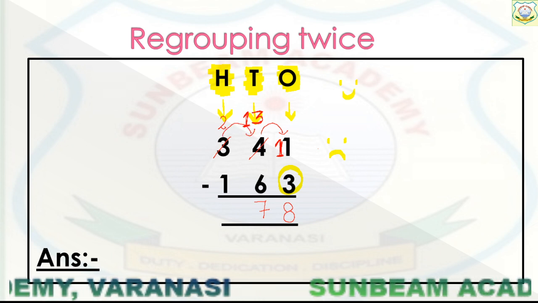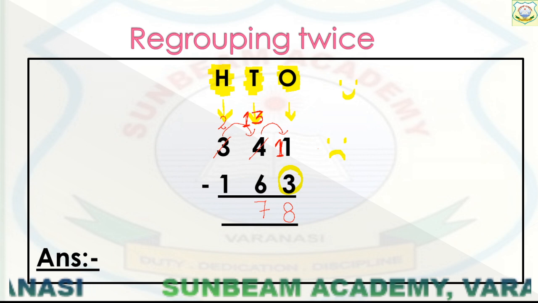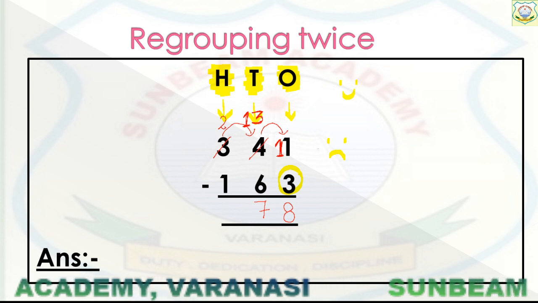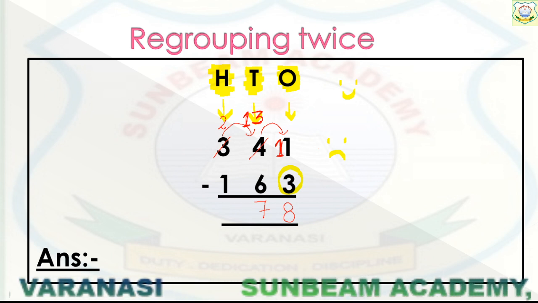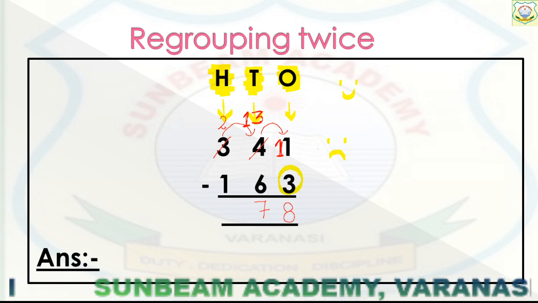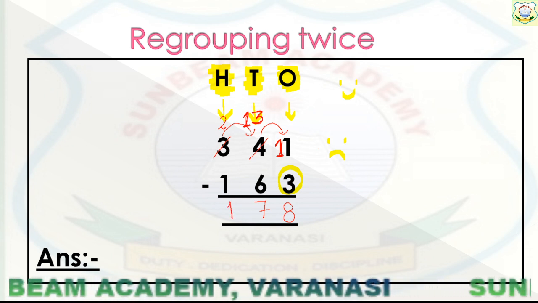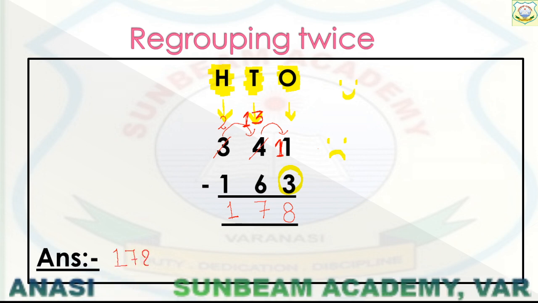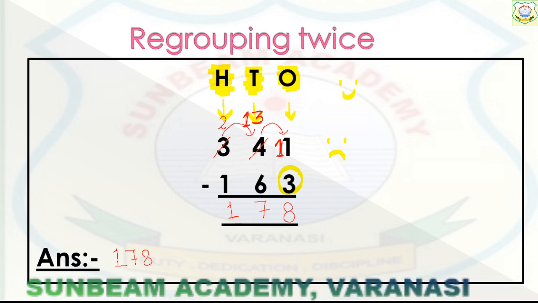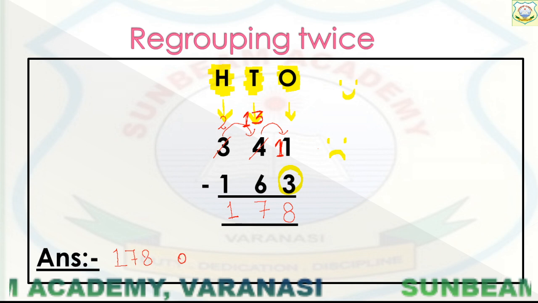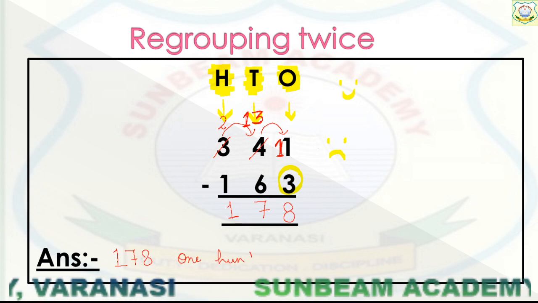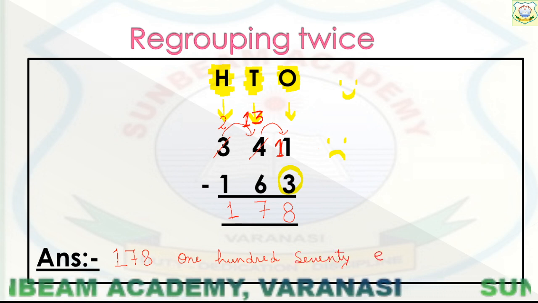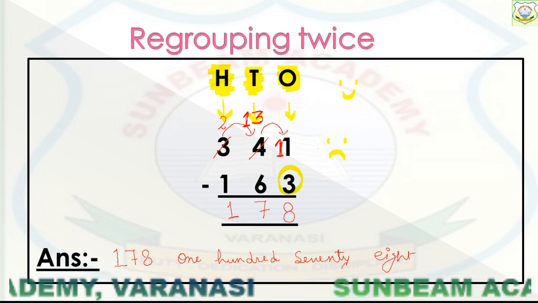Now you can see, as we have subtracted, we have taken a borrow here and here. This is called twice regrouping, right? We have taken a borrow from the tens place and then we have taken a borrow from the hundreds place. Now at the hundreds place there is 2 minus 1, that is 1. So we got 178 as the answer.